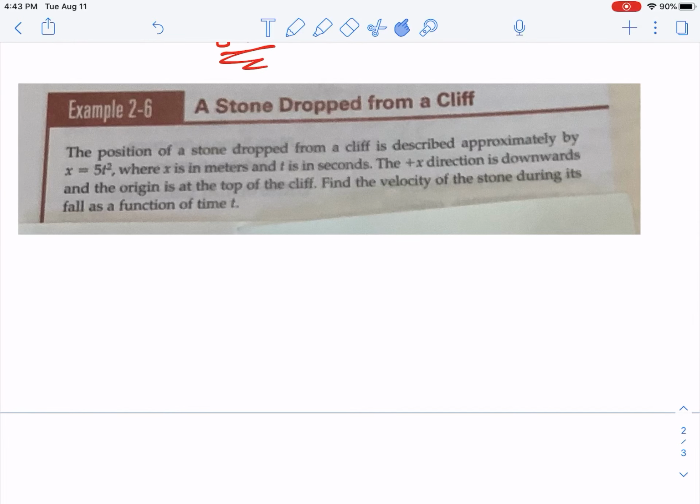So it says the position of a stone dropped from a cliff is described approximately by, and it gives us our equation here, where x is in meters, and t is in seconds. The x plus is in the downwards direction, which is kind of cool, and the origin's at the top of the cliff. Find the velocity of the stone during its fall as a function of time. So this one's actually going to allow us to find that equation.